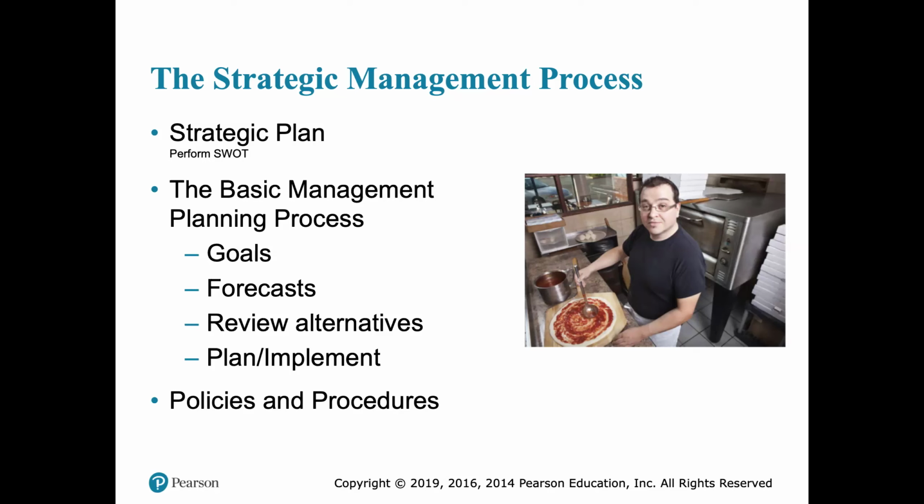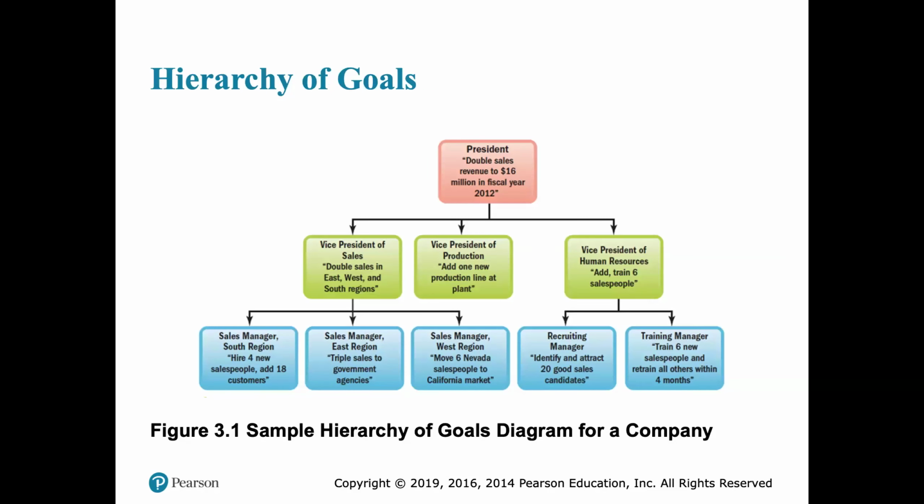Another step you have to take in the strategic management process is to come up with policies and procedures, and we are going to focus on the human resources policies and procedures. So let's look at the hierarchy of goals when it comes to setting company strategies. Again, this is more or less a top-down approach. The president's office, for example, in this case, says we want to double our revenue to 16 million in the fiscal year of 2012.